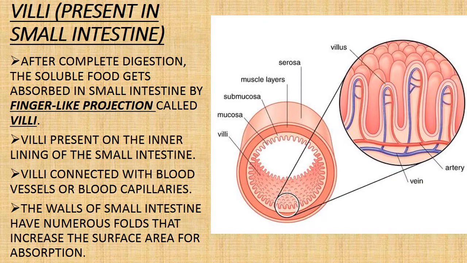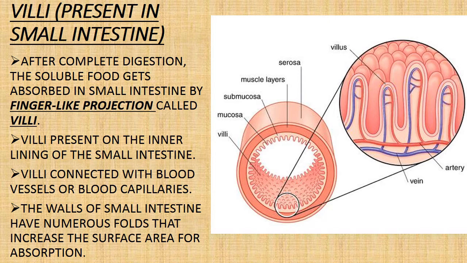Villi are present in the small intestine, on the inner lining of the small intestine, as you can see. Its shape is finger like projection, and it connects with the blood capillaries.